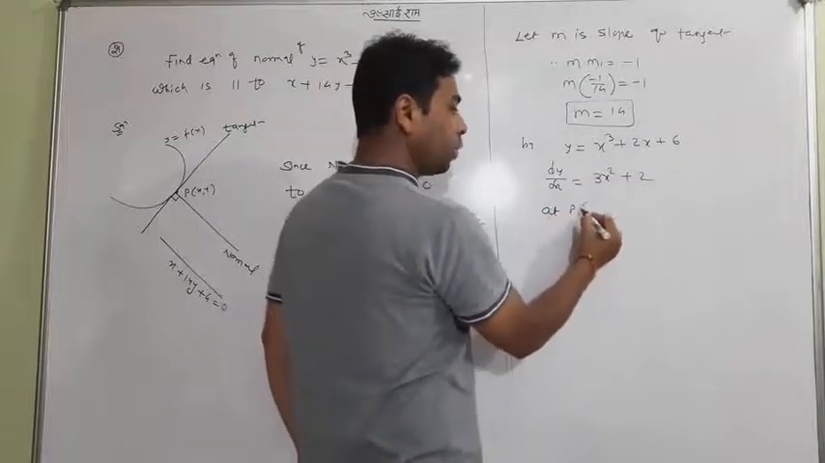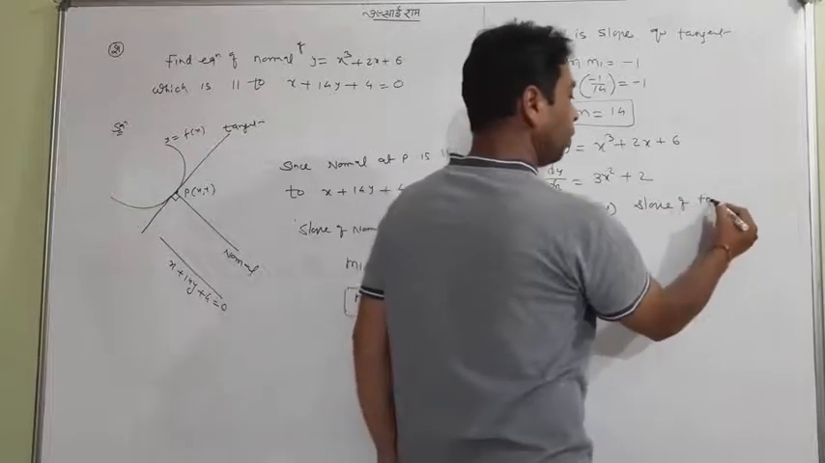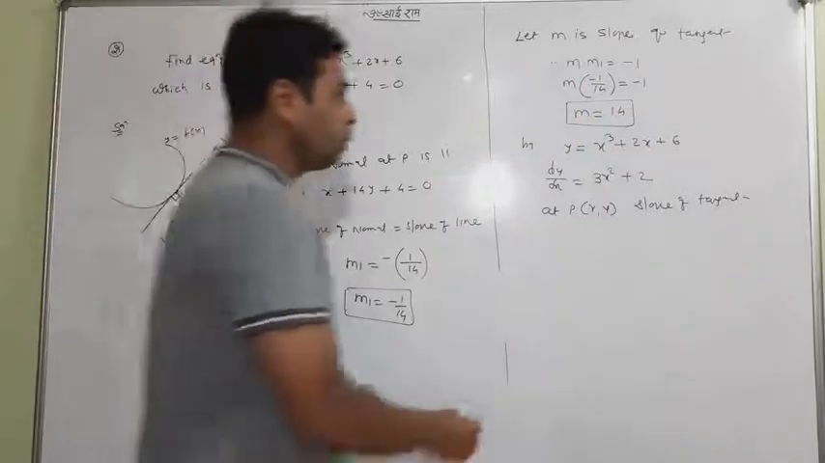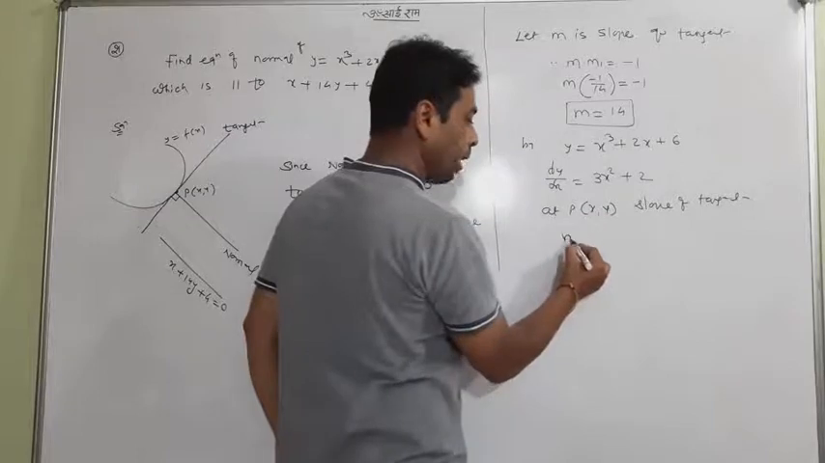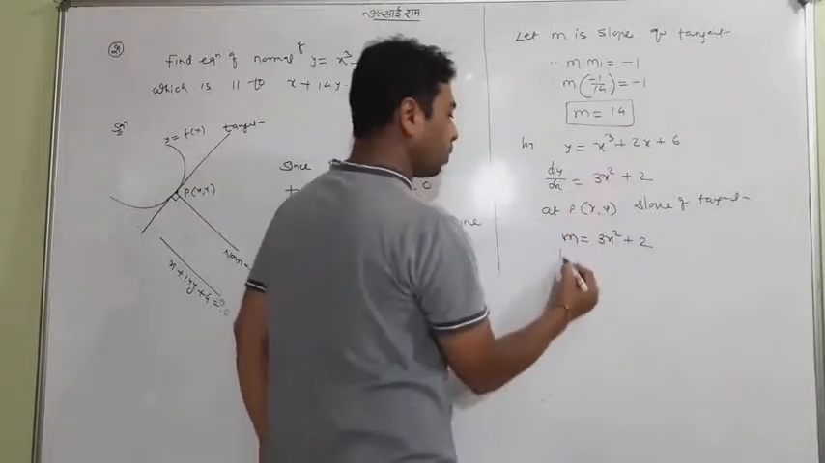At P(x, y), as usual, the slope of the tangent will be, instead of x it is x, y is y, definitely it will be m. And what is your m? The slope of tangent is 14.